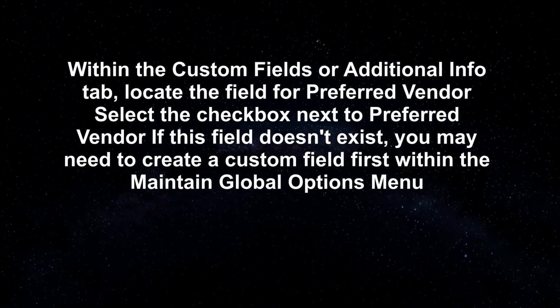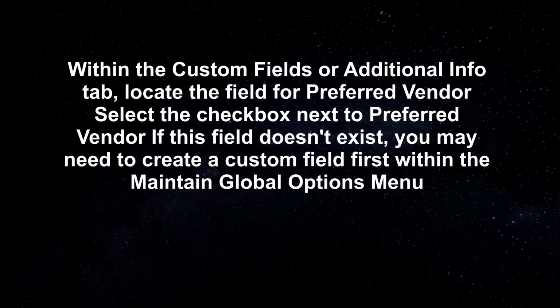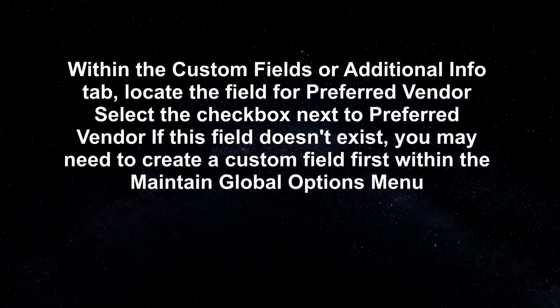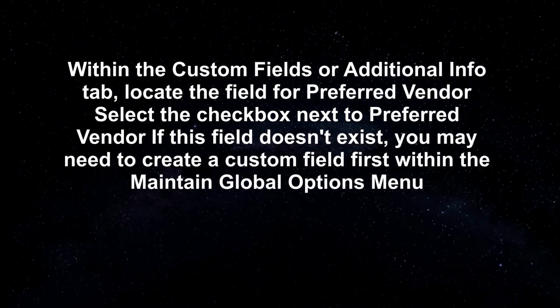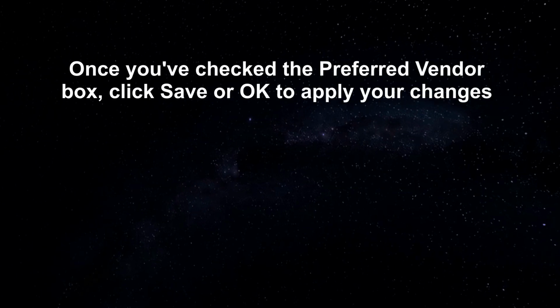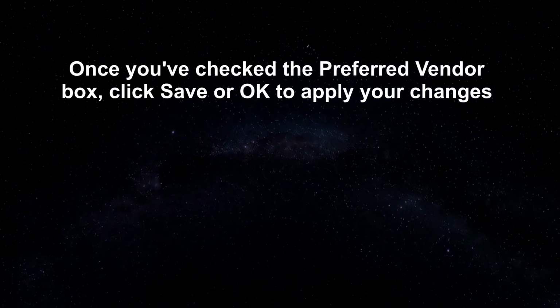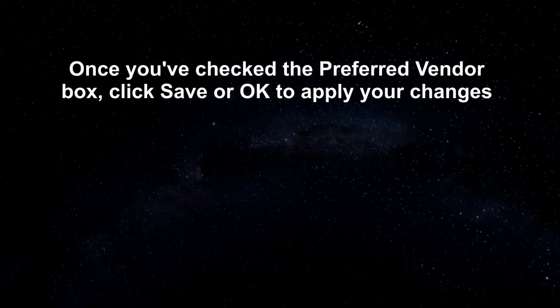Select the checkbox next to Preferred Vendor. If this field doesn't exist, you may need to create a custom field first within the Maintain Global Options menu. Once you've checked the Preferred Vendor box, click Save or OK to apply your changes.